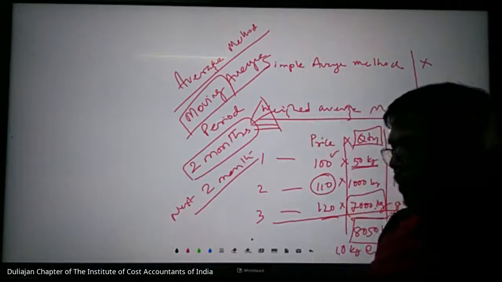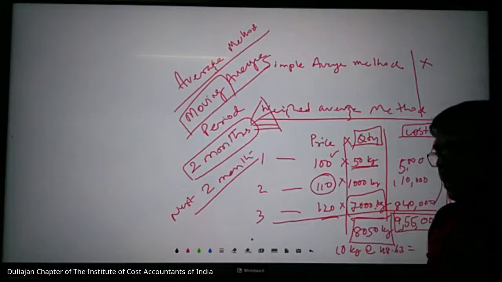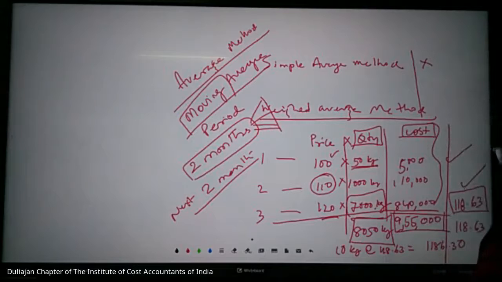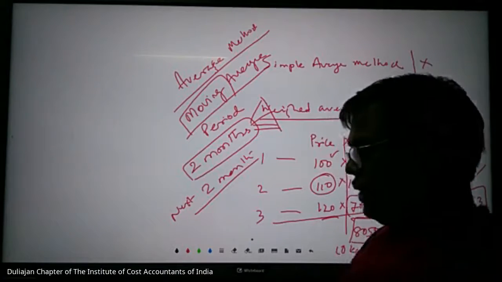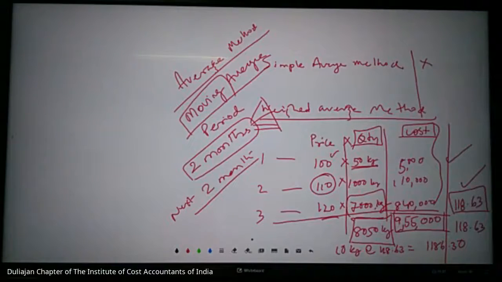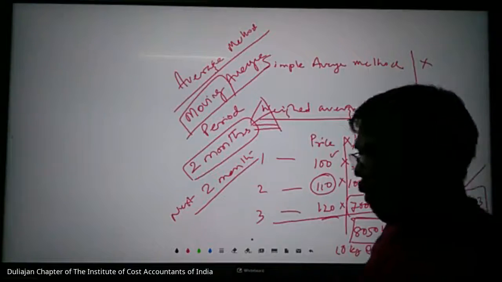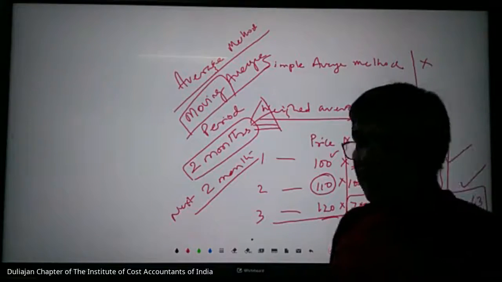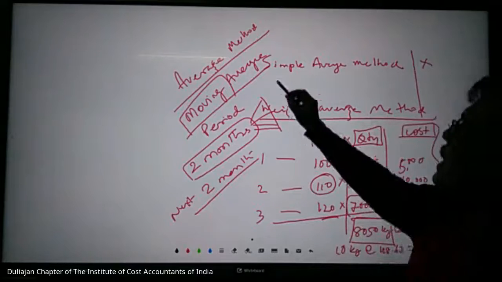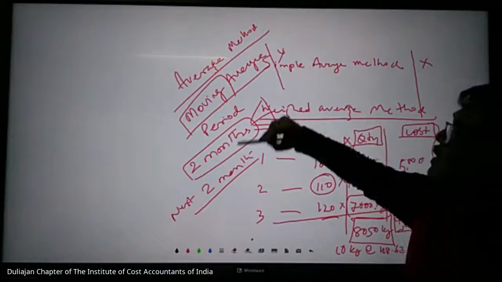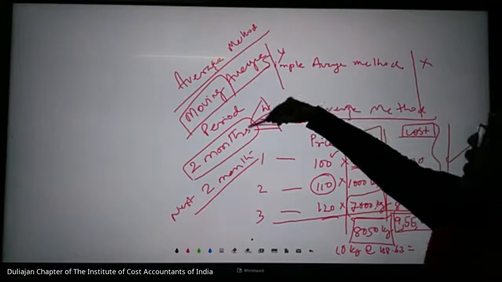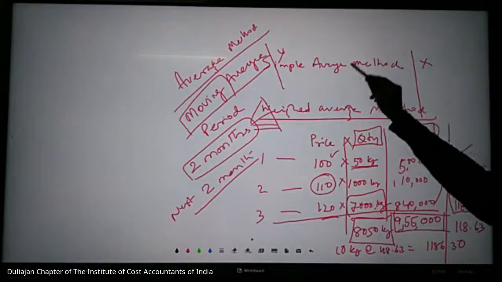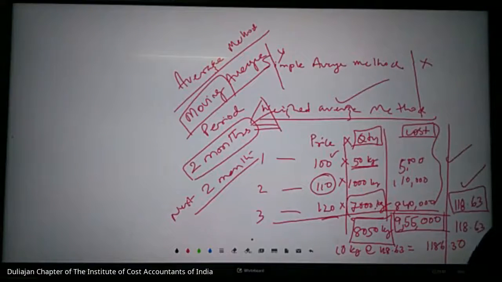Under this moving average method, the rate is calculated by dividing the total of the periodic weighted average price of a given number by the number of periods. Okay. So generally you don't get any problems in this. You may get problems in weighted average.